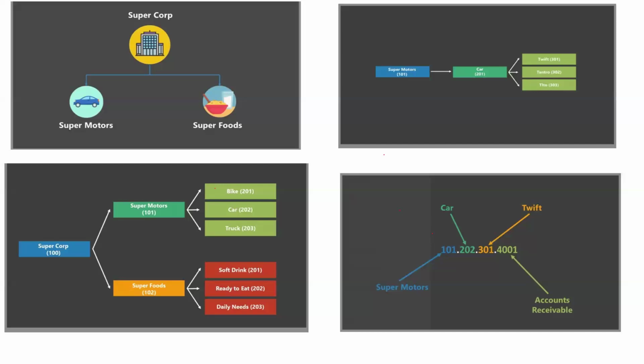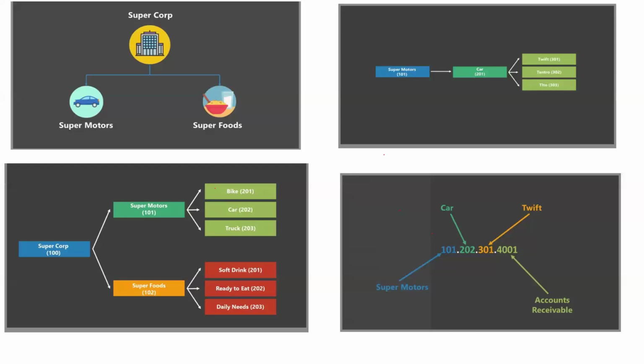Let's say in one company we have two business processes: Super Motors and Super Foods. These are two different business processes. One is the food business, one is the motors business. In this concept, we can configure the values, the segments. How can we create the segments? For Super Corporation I can consider the value 100, and that is the company. Super Corporation is the company. Under the company we have two business processes: one is Super Motors and one is Super Foods.